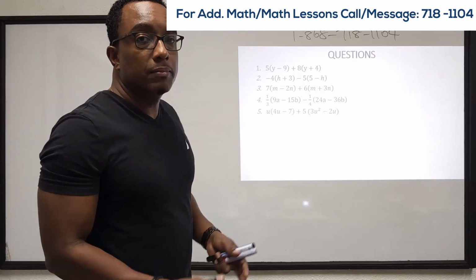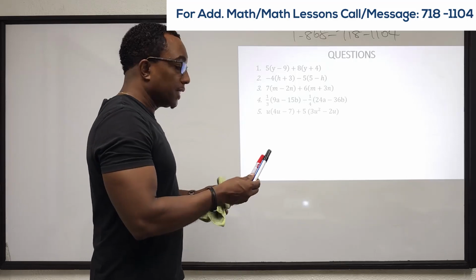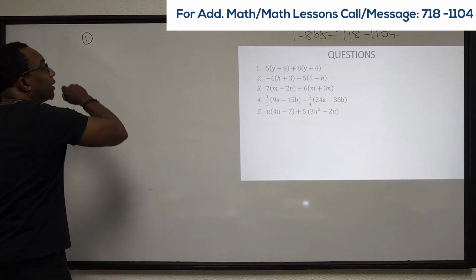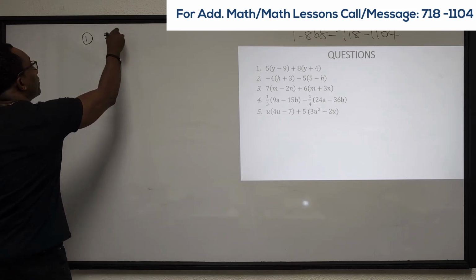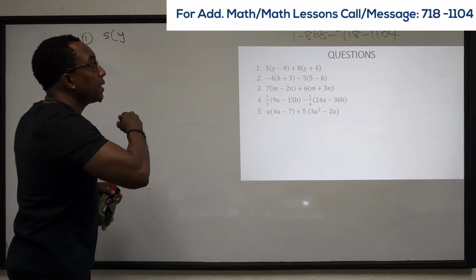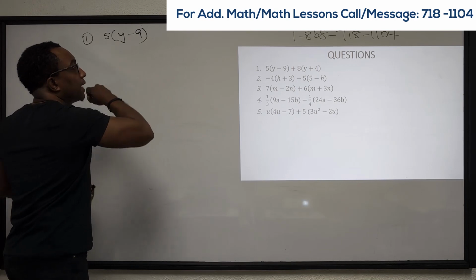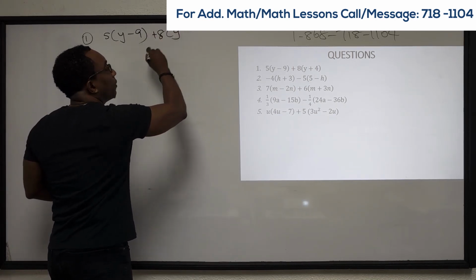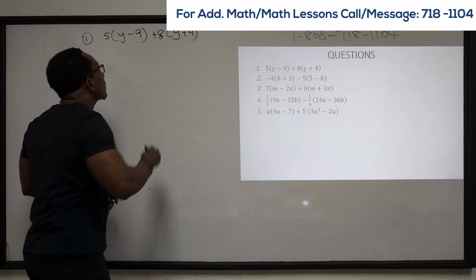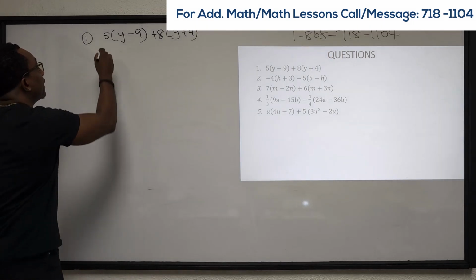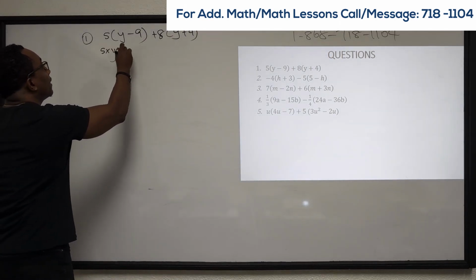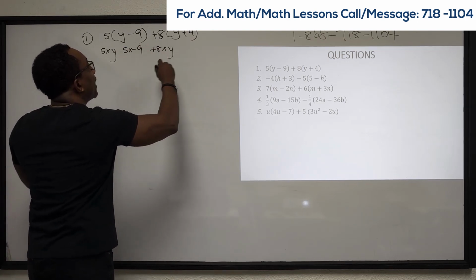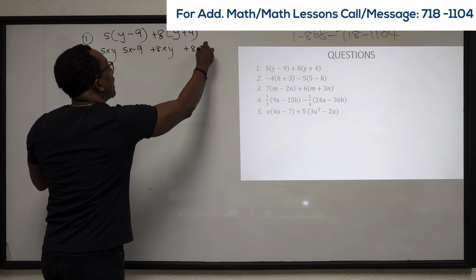So let's look at some questions to test our knowledge. Let's go through question 1. We want to expand and simplify. So you have negative 5 in brackets y minus 9, plus 8 in brackets y plus 4. So let's remove our brackets. This will be negative 5 by y, negative 5 by negative 9, plus 8 by y, plus 8 by plus 4.